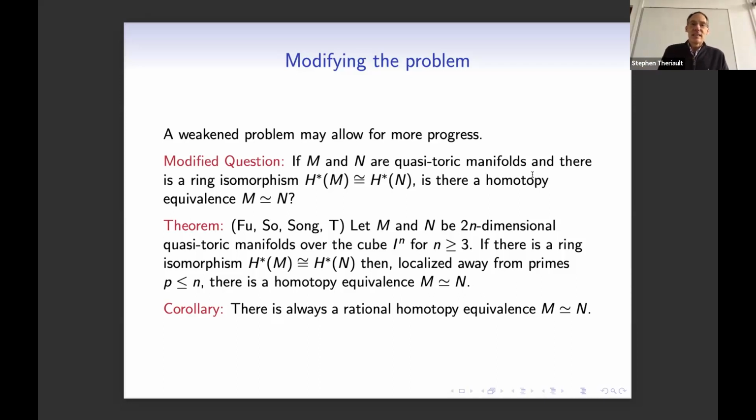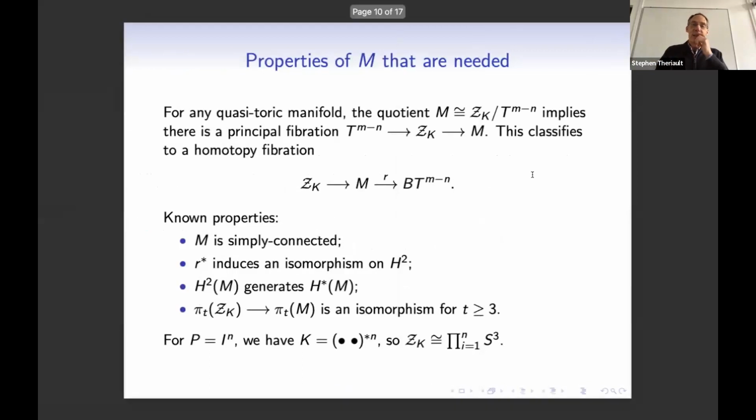Right. So there's a couple of things to explain about this that we'll get to as we go along. One is where did this localization come from? This is something that topologists are quite happy with, but maybe geometers are not so happy with. And why the cube? Why specialize to the cube? So let's see, we'll go through the main parts of the argument. And there are some properties of quasi-toric manifolds that we'll need along the way.